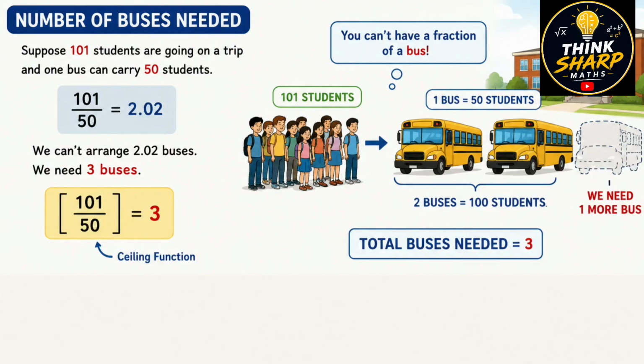Now we will take some real life examples. First one is the number of buses needed. For example, suppose 101 students are going for a trip and one bus can carry only 50 students. So how many buses are required? 2.02 buses. Do you think 0.02 of a bus exists? No. So here we need 3 buses to accommodate all these students. So what we are doing here is taking LIF. So it is called the ceiling function.